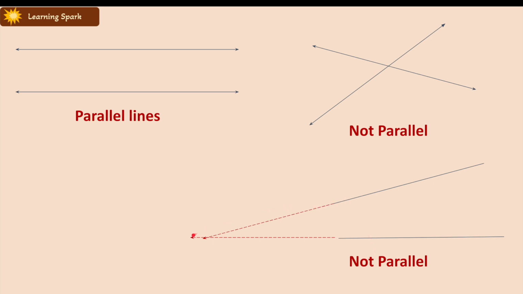Now, you see that these two non-parallel lines, they have formed a corner here. This corner. Such corners are called angles. This is an angle formed between these two lines. Now we will learn how these angles are measured, and different types of angles. So let's start.